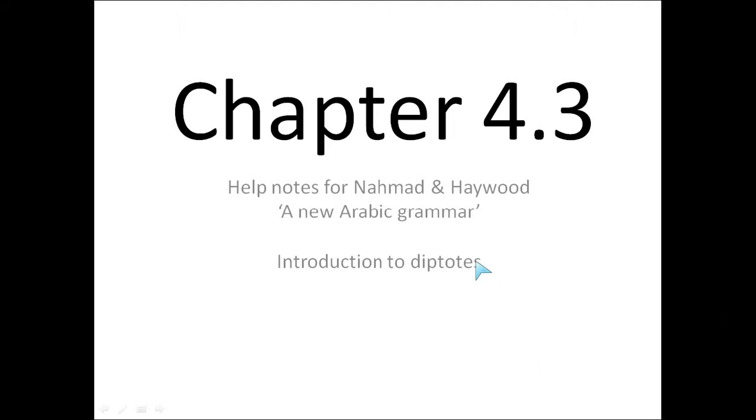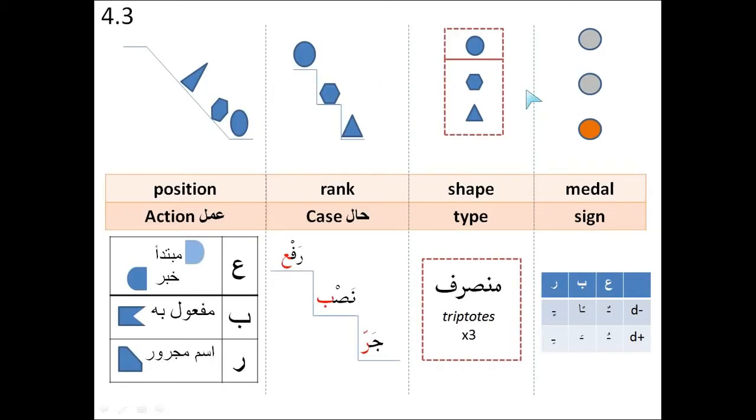Chapter 4.3 Help Notes for Nahmad and Haywood, a new Arabic grammar, Introduction to diptotes, or غير منصرف words. At the end of chapter 4.3, we had built up a table in which we looked at the action of words which determined their case or hal, and a type of word. The only type of word we discovered then was munsarif words, and the signs that they could have.